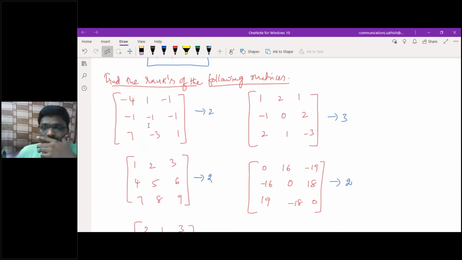Clear, sir. Is it clear? No doubt, sir. Yeah, in the next session I will start with the solutions of a system of linear equations and eigenvalues and eigenvectors. So that ends your linear algebra concept. Then I will start with your calculus part.